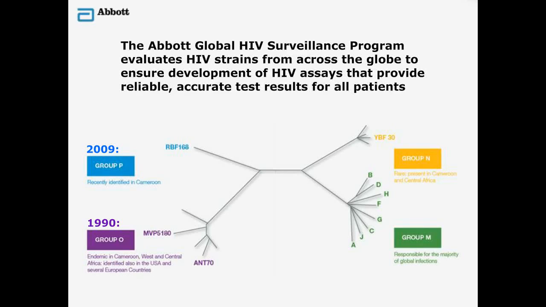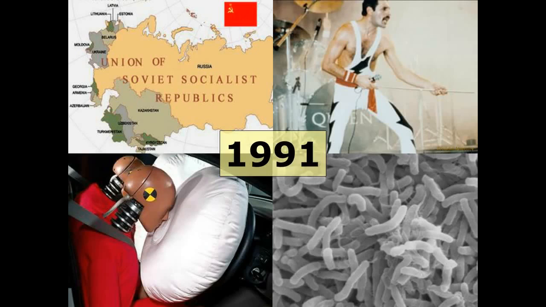This was also the year when the Abbott Global HIV Surveillance Program was first successful, really looking at HIV strains from across the planet to ensure that the assays that were on the market, or the assays that were developed, would pick up all the different HIV strains. And in 1990, a very important one, Group O, was in this way discovered.